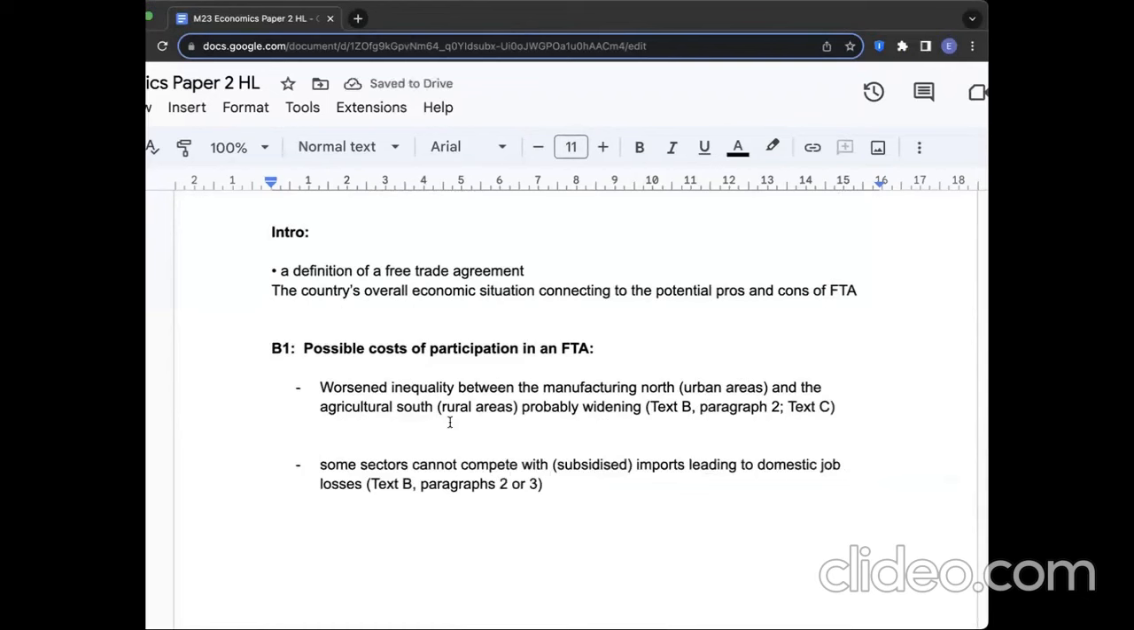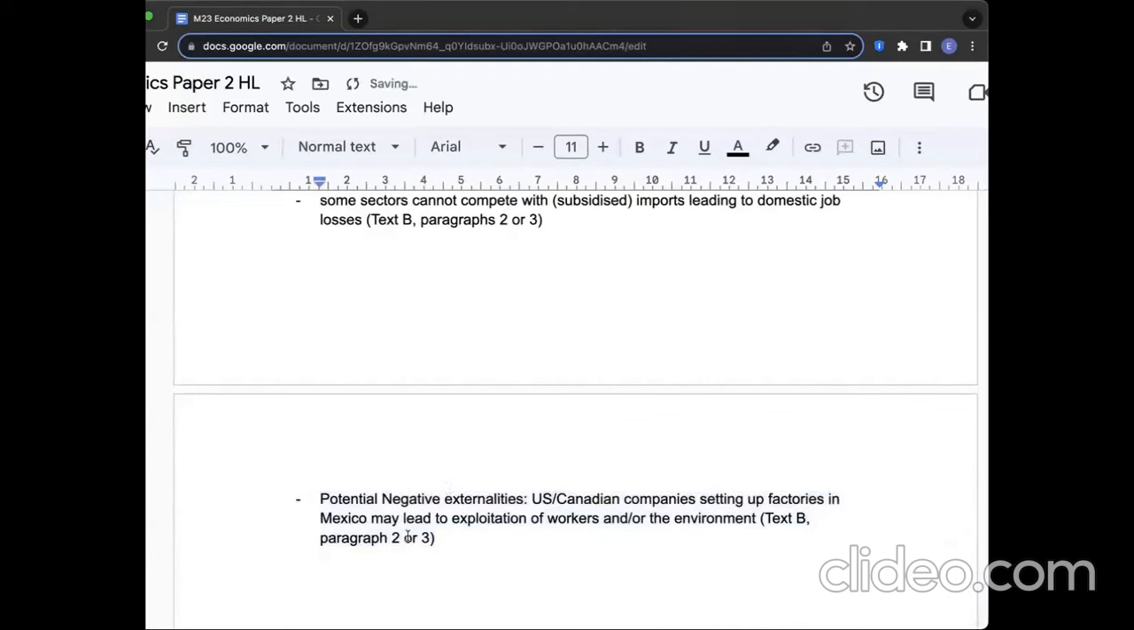The second concern is that some sectors which cannot compete with the competitive imports would cause higher domestic unemployment, which means if tax-free foreign products are flowing into the country and some domestic goods are not able to compete with them, then they're going to lose their production competitiveness and it will cause higher unemployment within the sector. Thirdly, potential negative externalities are expected because of excessive economic activity. To be more specific, US and Canadian companies setting up factories in Mexico may cause exploitation of workers or environmental degradation, as I can find from the evidence in text B.